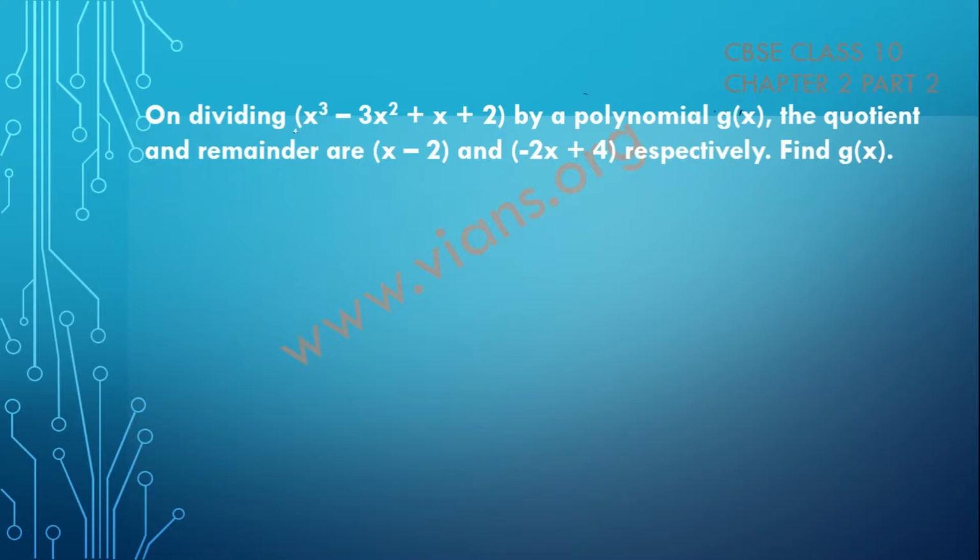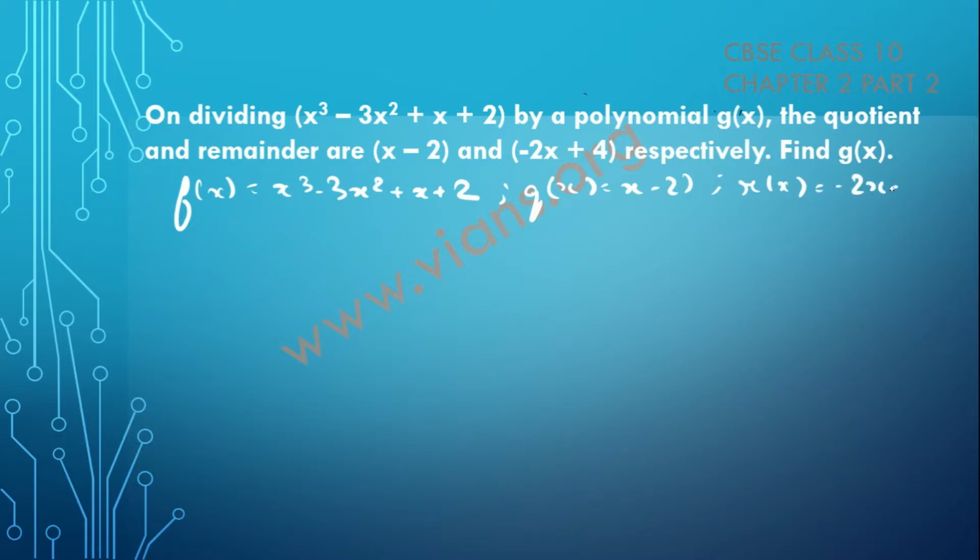So it says that on dividing this particular number x cube minus 3x square plus x plus 2 by a polynomial g of x, the quotient is this and the remainder is this. Find g of x. So what do we know? We know f of x is equal to x cube minus 3x square plus x plus 2. We know q of x is equal to x minus 2, and we know r of x is equal to minus 2x plus 4.